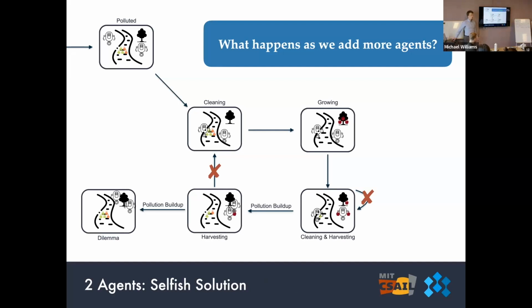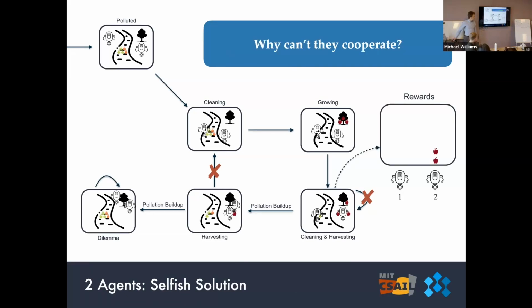Because what you see is both agents end up waiting for apples that don't grow because of the river. The harvesting agent gets apples, the other one gets dirt, but the second agent doesn't really get anything. We have a social dilemma in this one, which also has an intertemporal component to it.